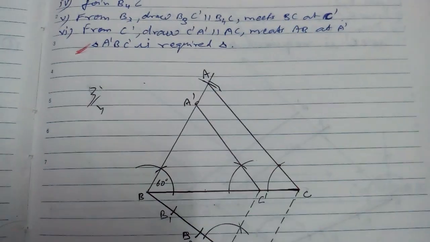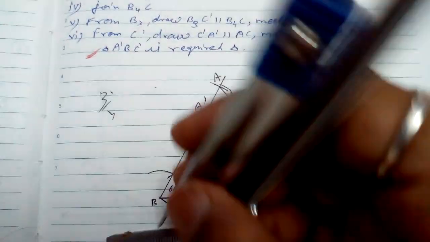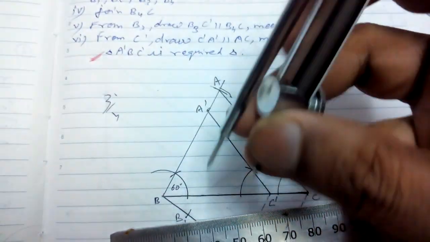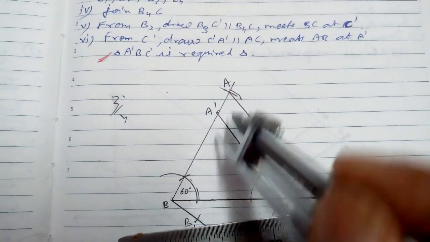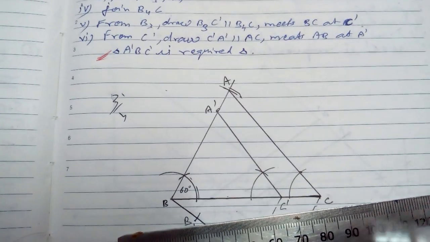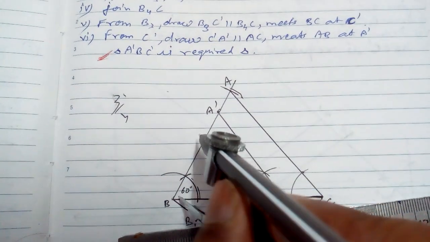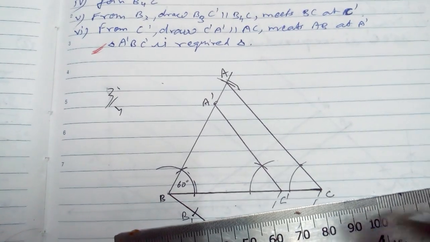First of all, you draw a line BC with the scale, and then at B you draw 60 degrees by compass. By the compass we will draw 60 degrees like this, with equal angle, and then from this 60 degree line we will cut 5 centimeters and then join AC. It is your required triangle that you have drawn.